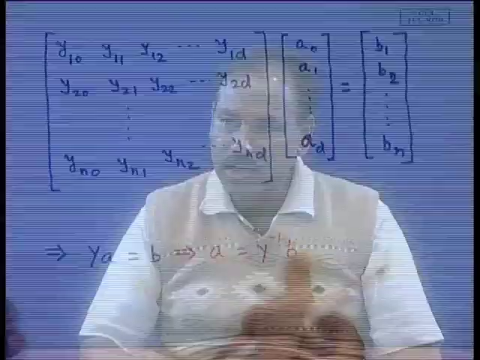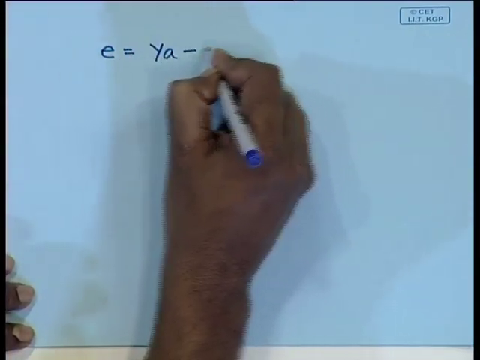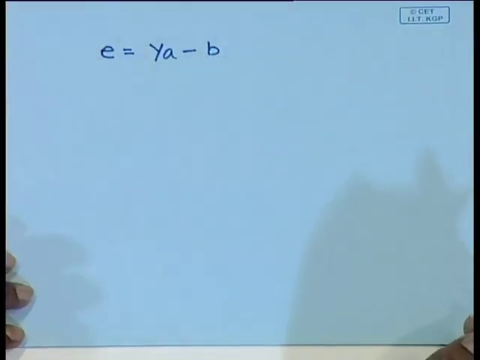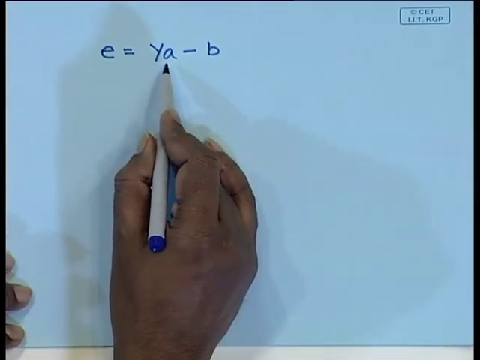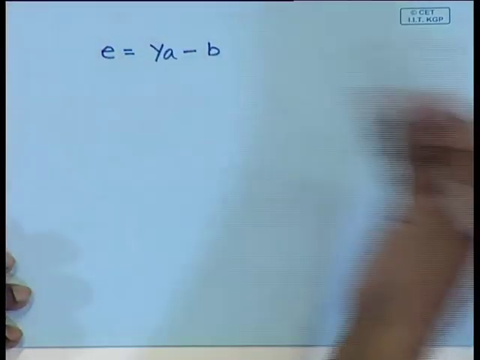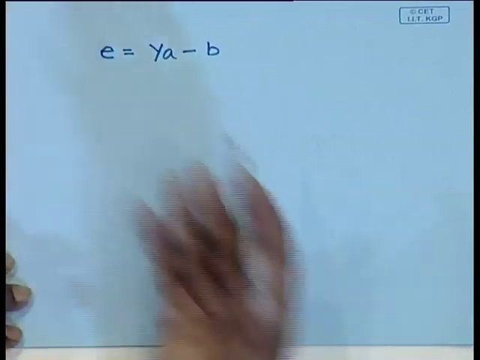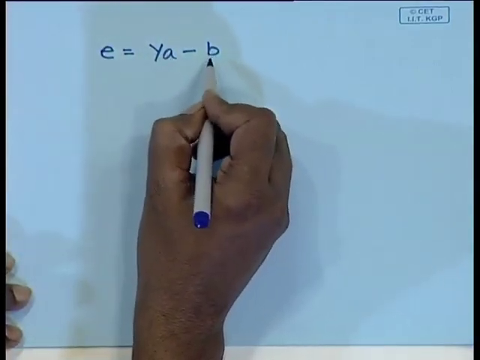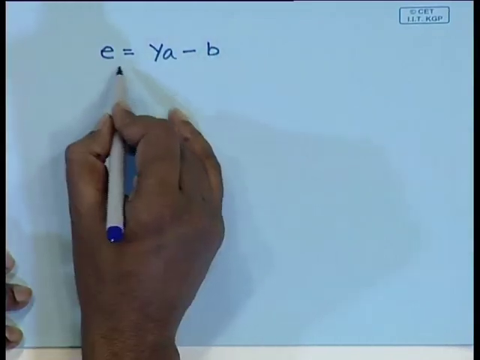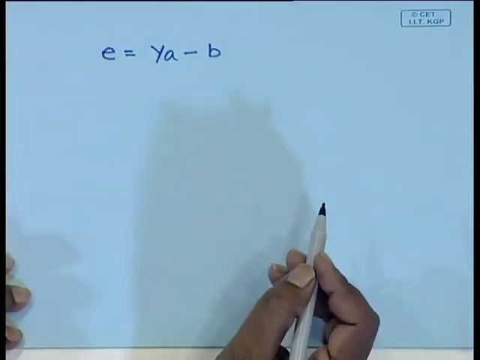So, how to go about it? How to get the solution for this vector A? To get the solution for this vector A, we can define an error vector. So, that error vector E is actually y A minus B. And our aim will be to get a solution for A that minimizes this error. So, instead of simply trying for y inverse b, we will try to get a solution A, because y is known, this is nothing but the set of training samples. B, let us assume that this is also known, that is the margin vector. So, what I have to do is try to get a solution for A which will minimize this error vector E.